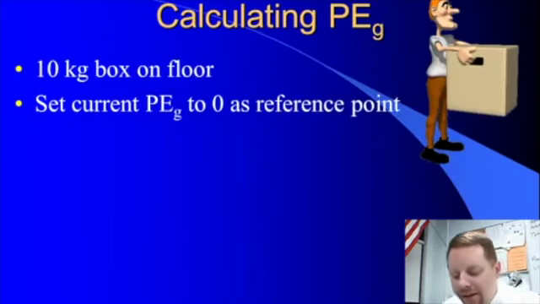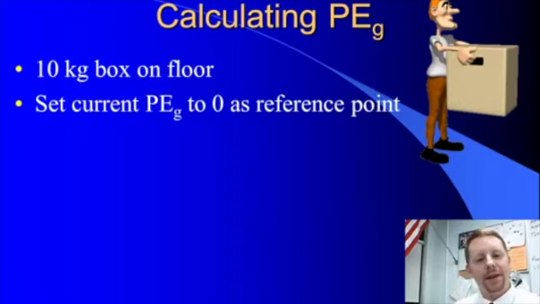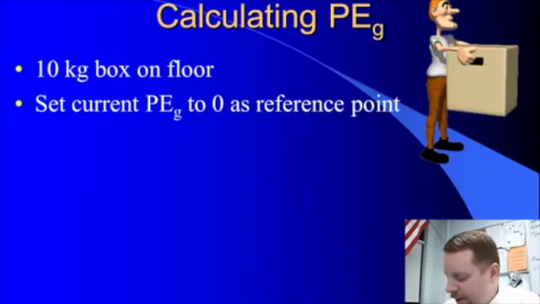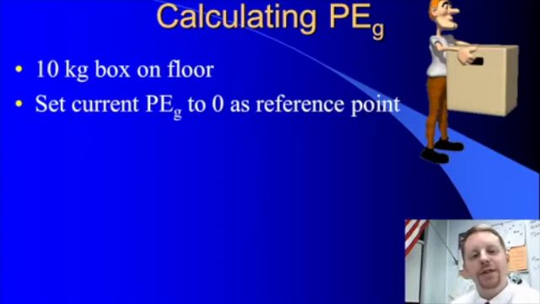So how do we calculate gravitational potential energy? Well, to do this, let's think about how we give an object gravitational potential energy. Remember, we said we give something energy by doing work on it. So let's assume we have a 10-kilogram box on the floor. And just as a reference point, we're going to call its position on the floor a potential energy of 0.